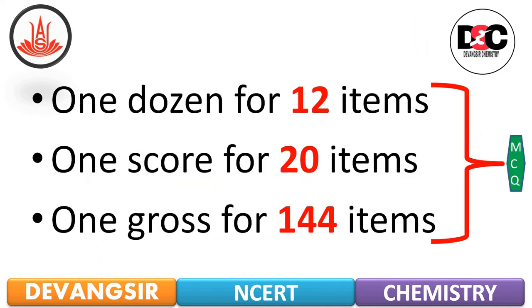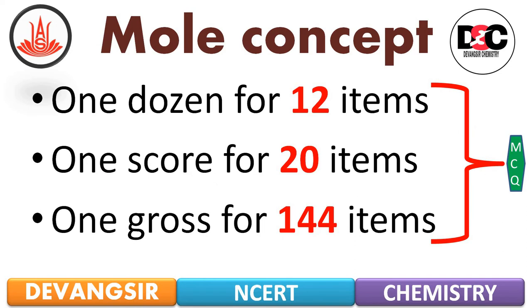Now there are a few MCQs over here. 1 dozen is 12 items, 1 score is 20 items, and 1 gross is 144 items. This can be asked as an MCQ or a 1 mark question.